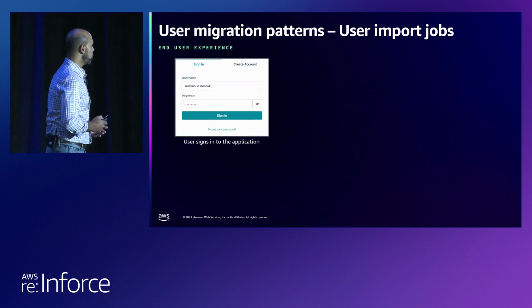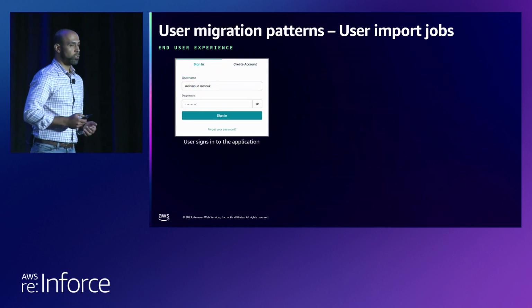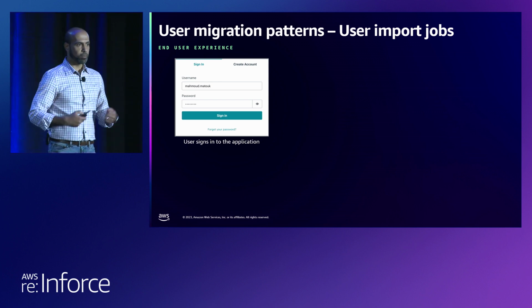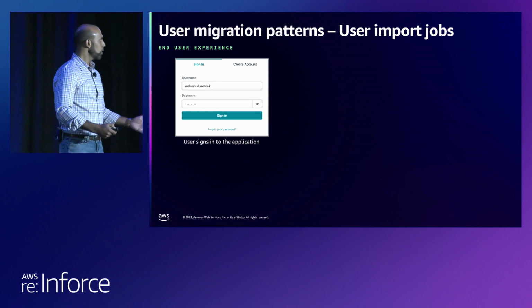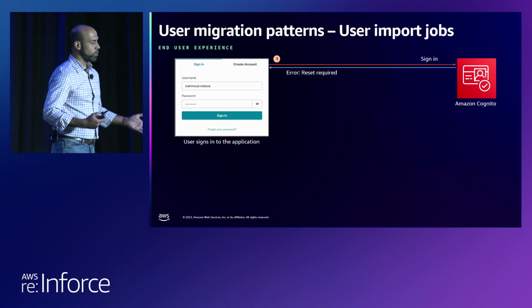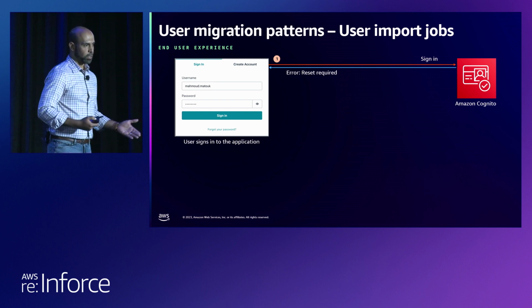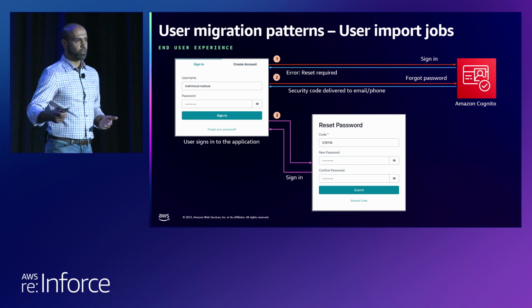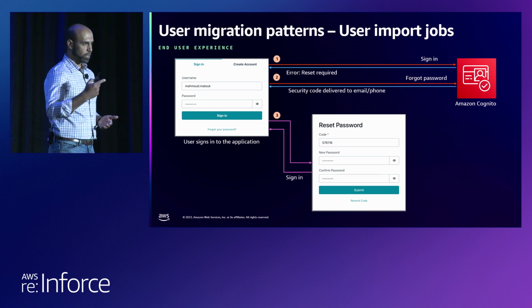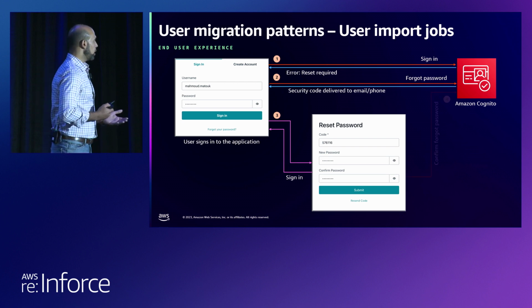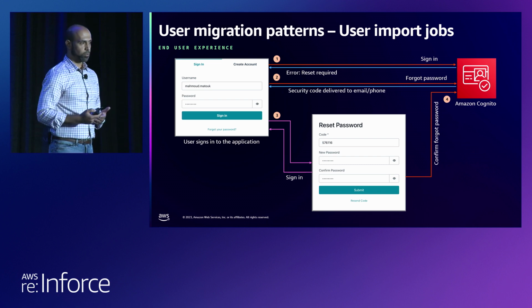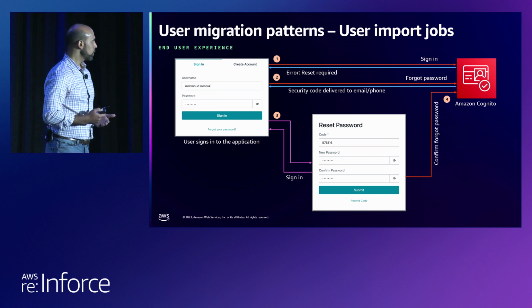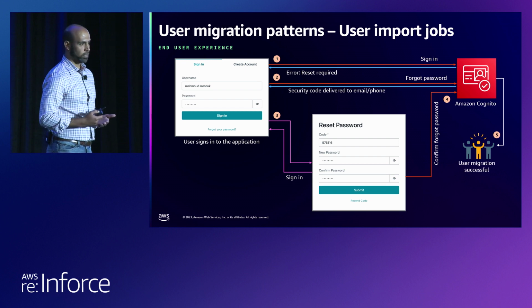What does the user experience look like for users who have been migrated using this pattern? The user comes into your application and tries to sign in. This goes to Amazon Cognito, and Cognito responds that this user is active but is in reset required state. The UI then initiates an account recovery flow with Cognito. This will send a security code to the verification medium of this user, which is email or phone number. And the UI will then ask the user to provide the security code and the new password. And then the user is migrated once this is submitted.